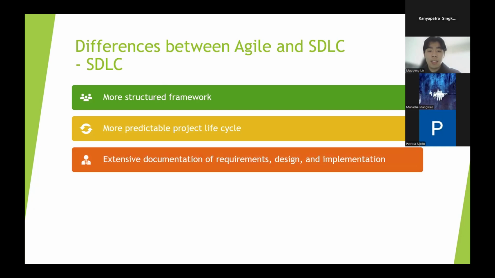Next, extensive documentation of requirements, design, and implementation. SDLC methods require major documentation as detailed records are created throughout the project, which supports knowledge transfer, reduces confusion, and provides a reference for future development.